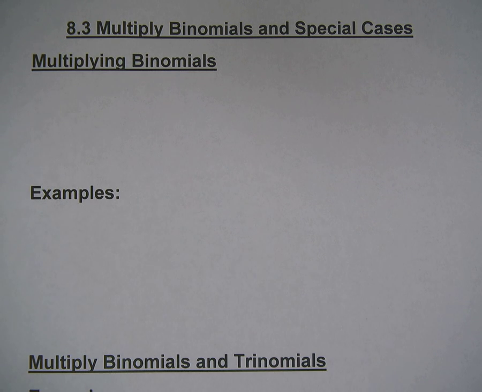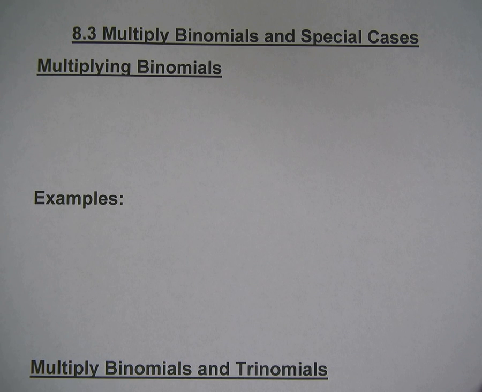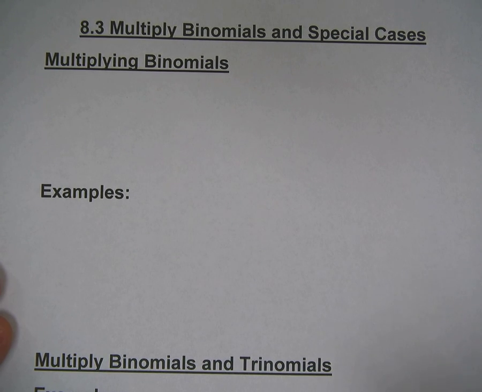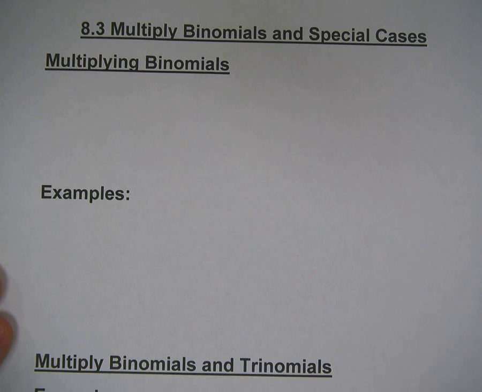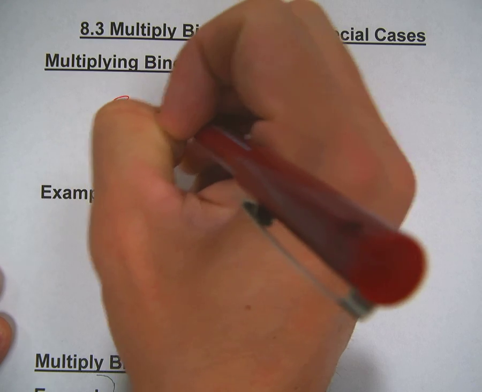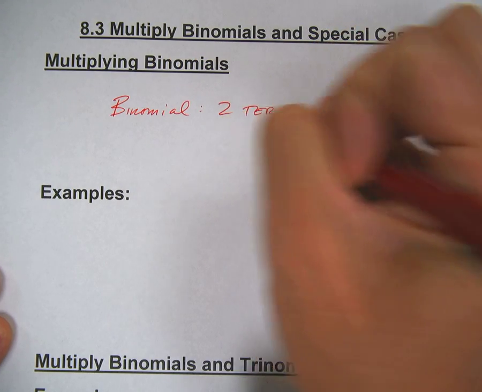Okay, today we're going to talk about multiplying binomials. At another date, we'll finish up by talking about the special cases, but for now, we'll just talk about multiplying binomials, and we might even get into multiplying trinomials today. Let's do a quick reminder, though. What's a binomial? Well, a binomial, if you remember from earlier in the chapter, is a two-term polynomial.